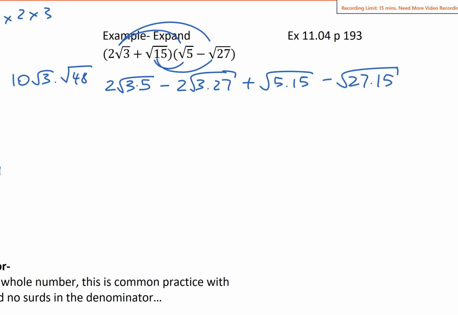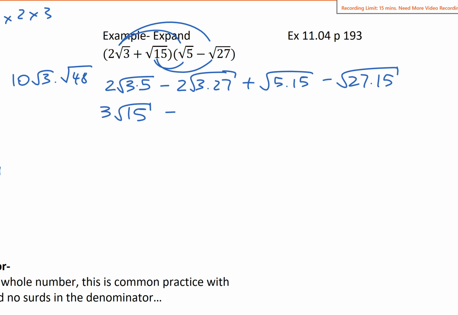Alright, here we go. How are we going with that? Everyone make sense of that? So, that's easy expansion. What's the next hard part? So this is just 3 root 15. Sorry, not equals, minus.